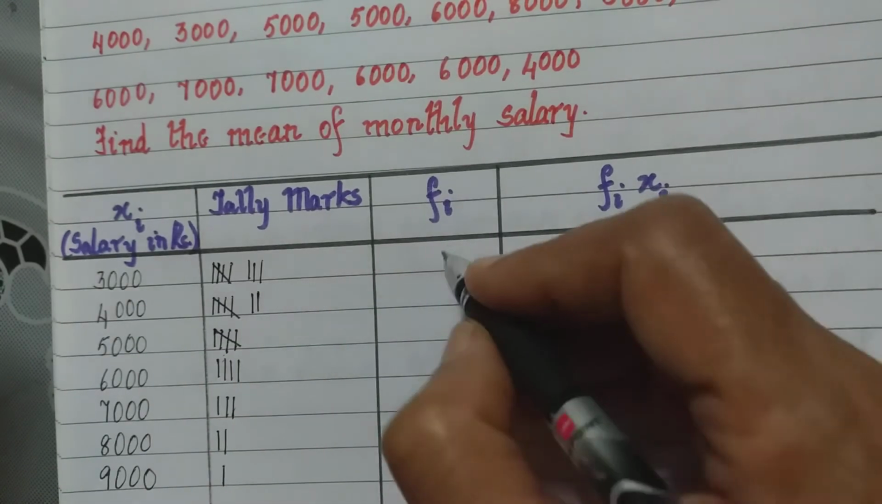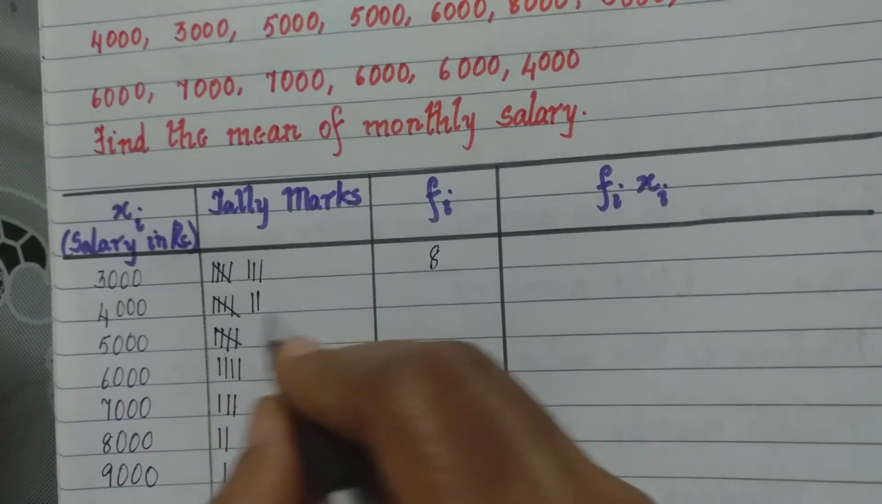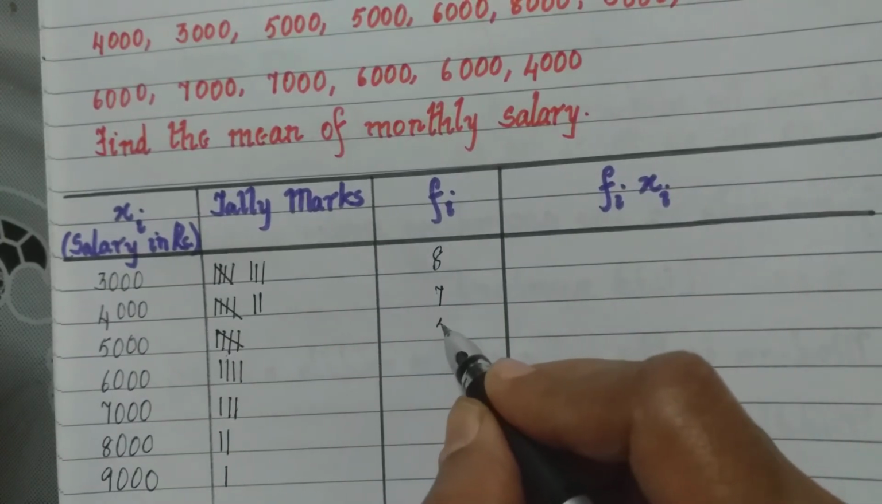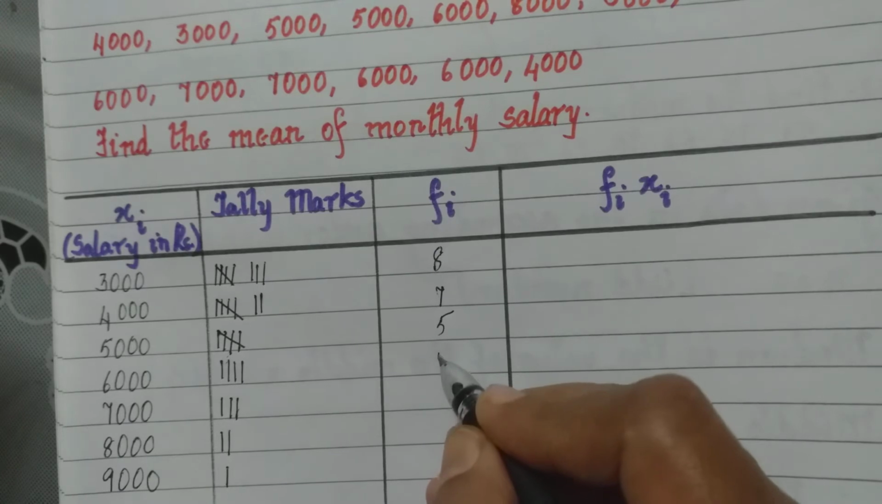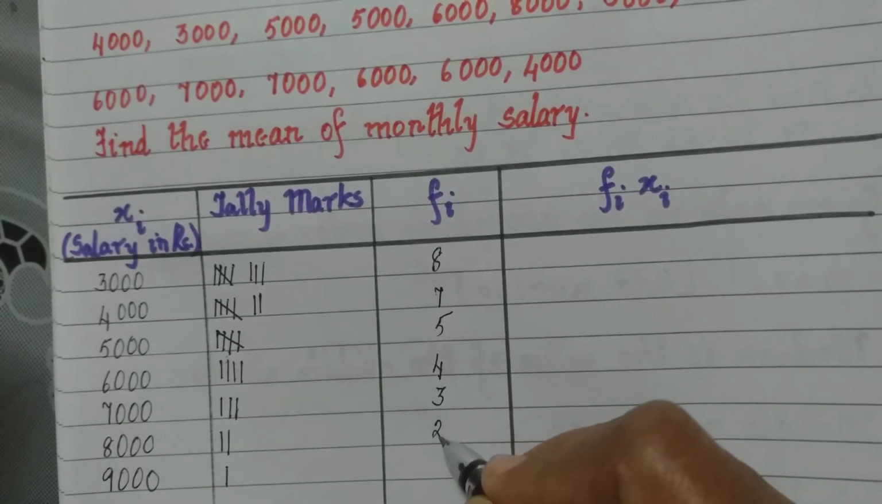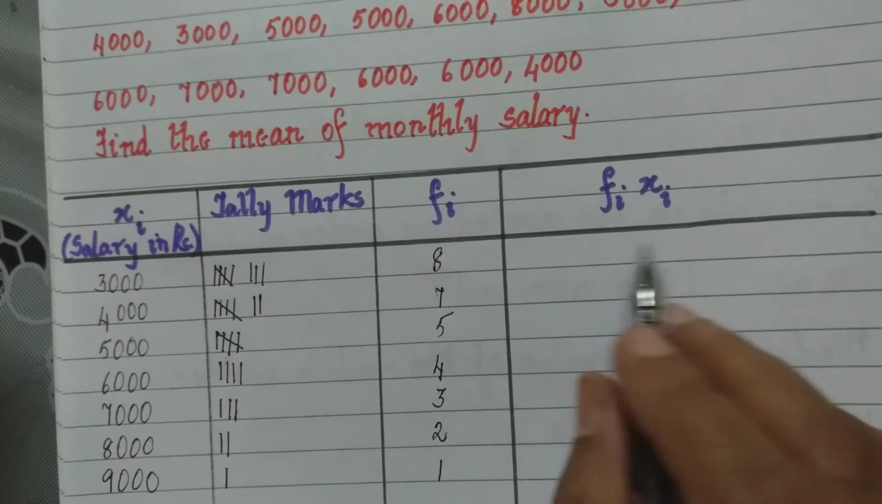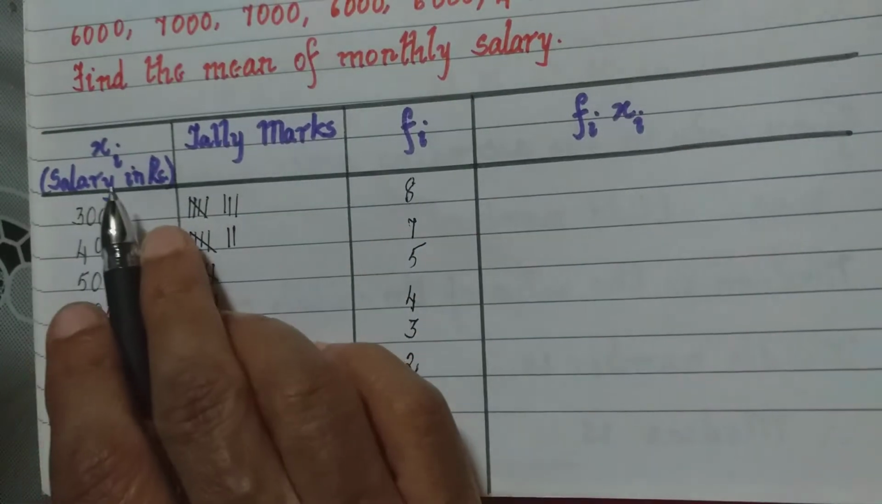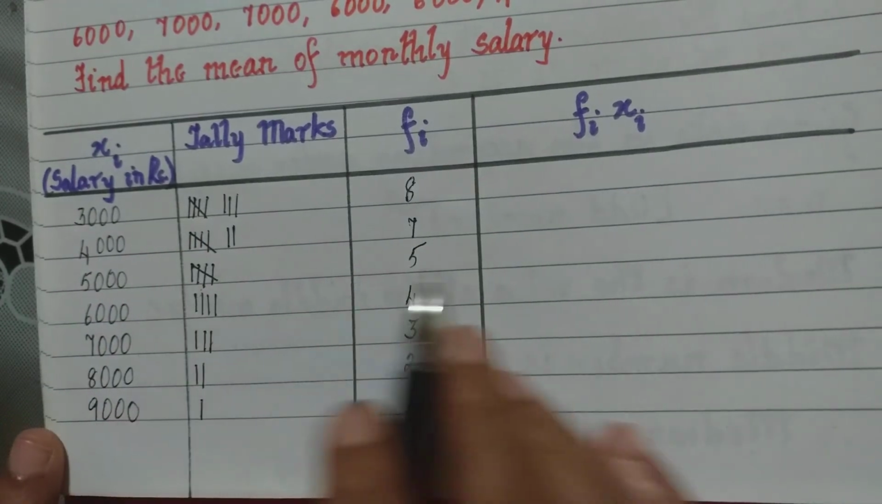Here we have 5 plus 3 which is 8. Here 5 plus 2 which is 7. Here it is just 5. Then you have 4. Here it is 3, 2 and 1. Now here we have fi xi, meaning fi into xi. We have to multiply this.